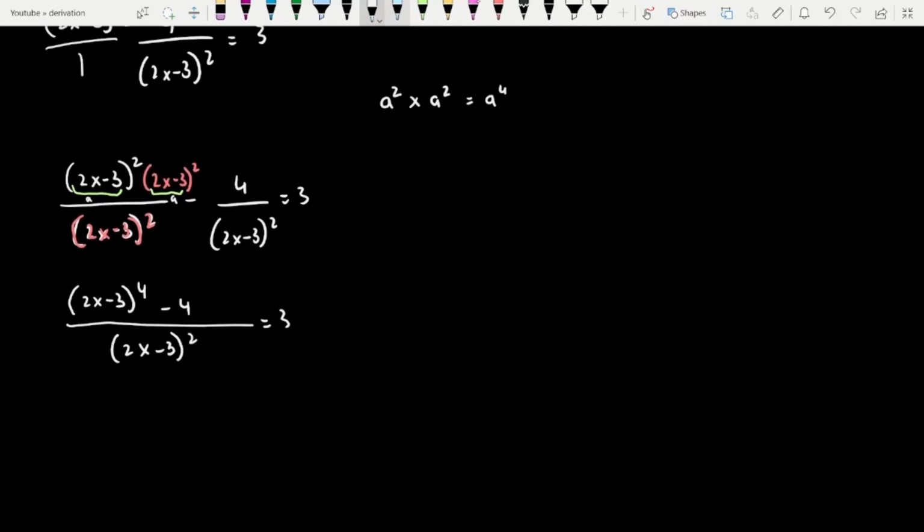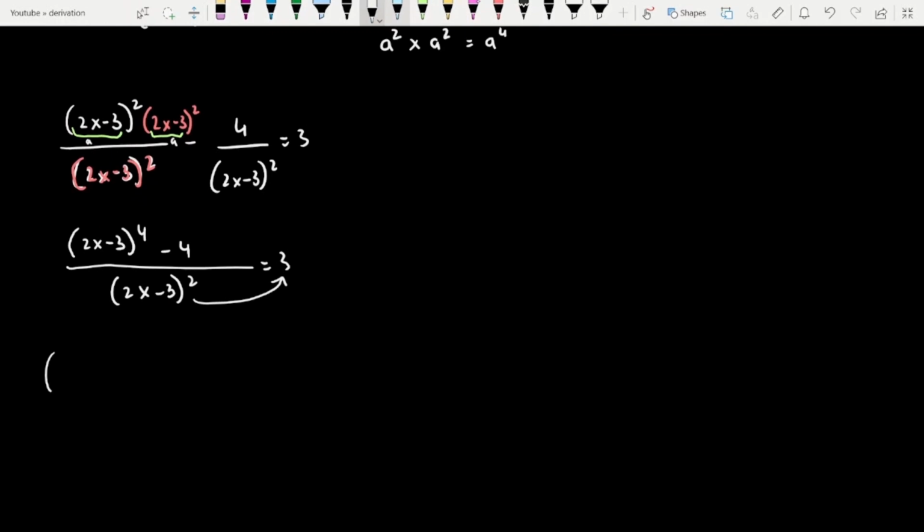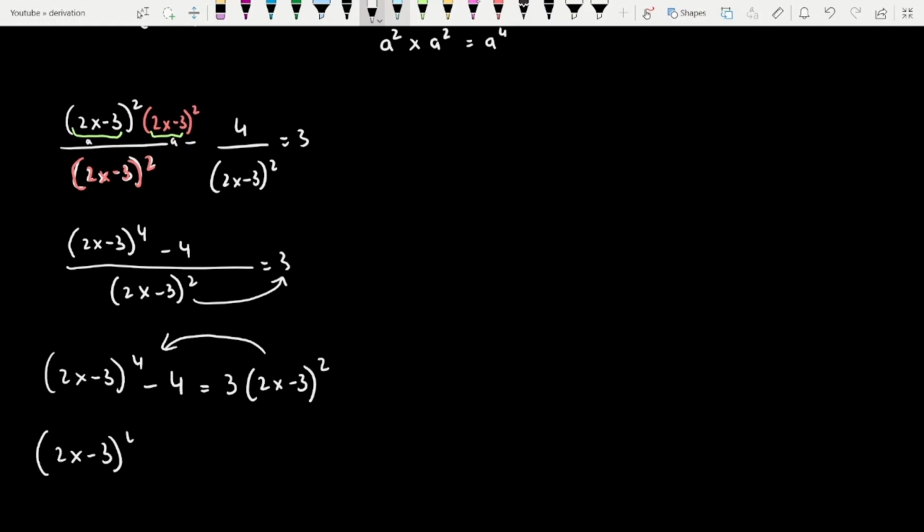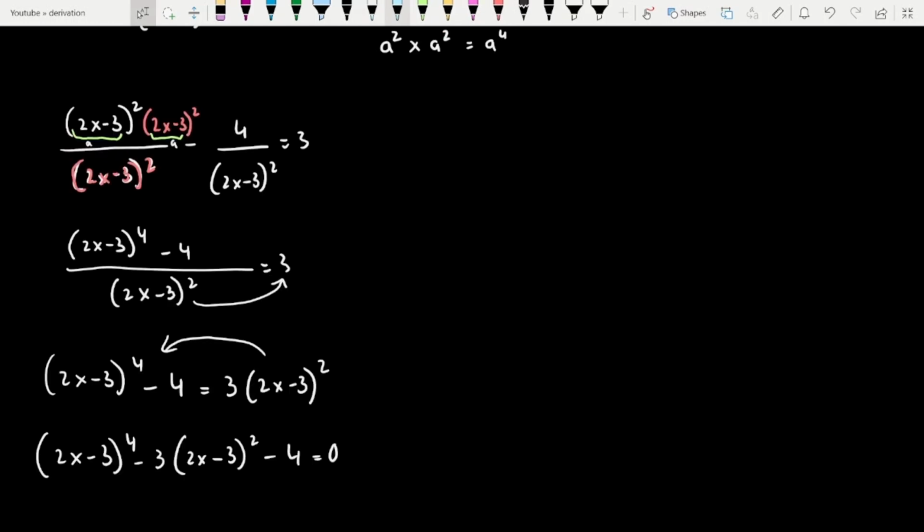So I'm going to send this denominator over to the other side, and that's just going to be (2x minus 3) raised to the power 4 minus 4 equals 3 times (2x minus 3) raised to the power 2. Now I'm going to send this over there, so that's just going to be (2x minus 3) raised to the power 4 minus 3 (2x minus 3) whole squared minus 4 equals 0. So right now all I've done is get rid of my fractions. That was my first step. Get rid of fractions.